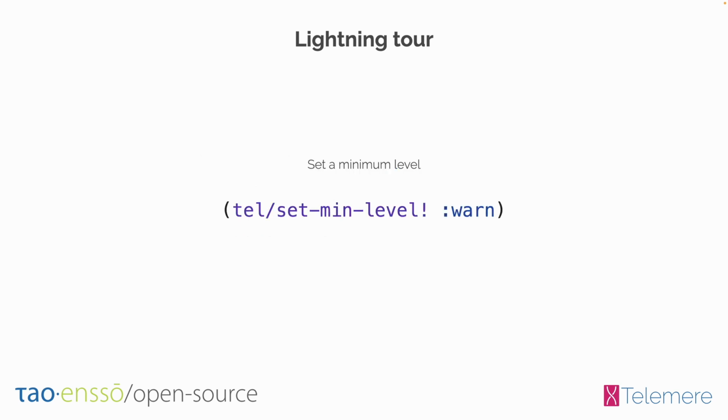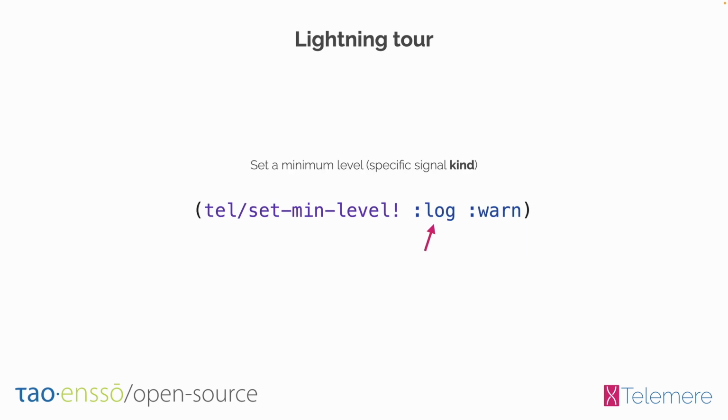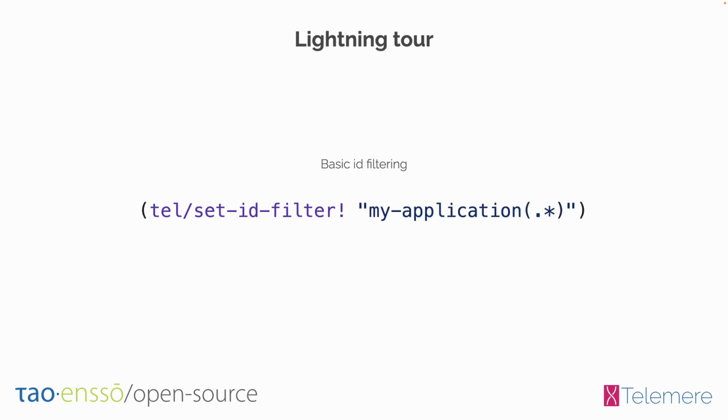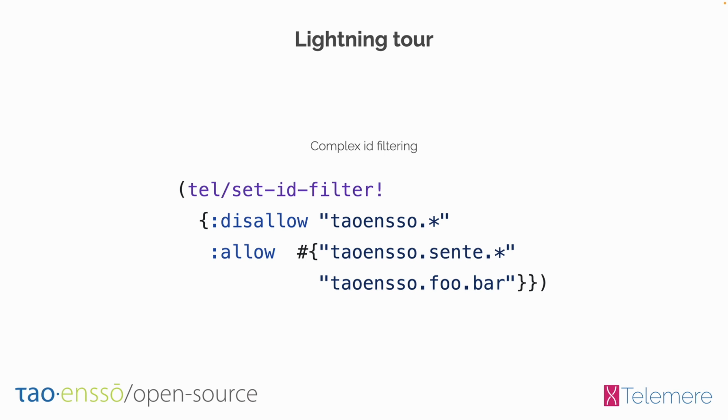Here we set a minimum signal level. Signals with a lower level will no-op. And here we restrict the minimum level to a particular signal kind, so the log kind. Here we restrict the minimum level to log signals in the current namespace only. Namespace patterns can also be used. Here we filter signals by ID pattern. Other signals will no-op. All filters are highly expressive and apply in constant time regardless of their complexity.